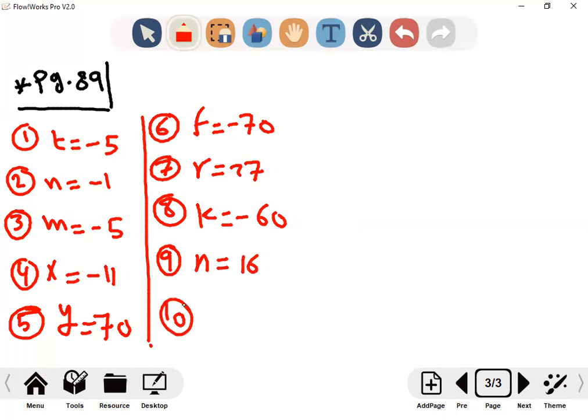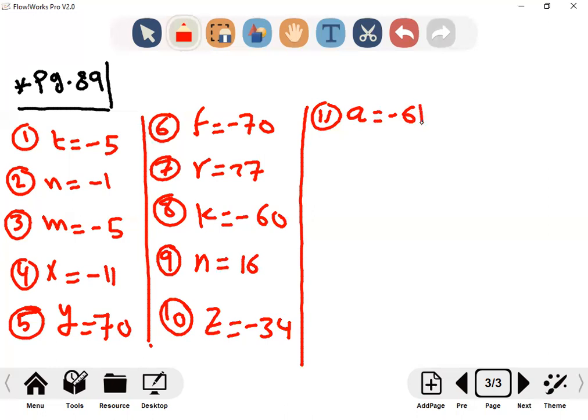10. Z equals. 11. A equals negative 61. 12. W equals. These are the key answers for your equations.